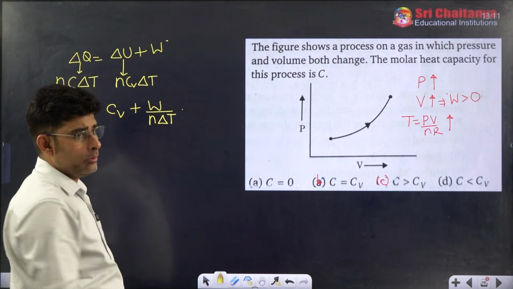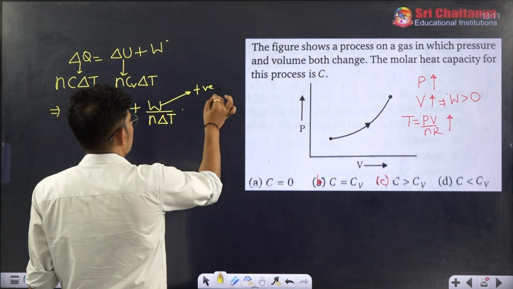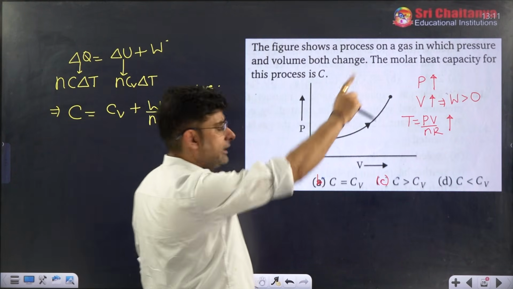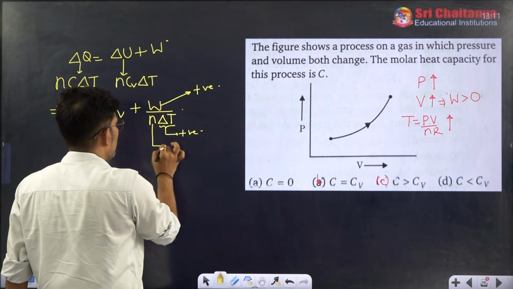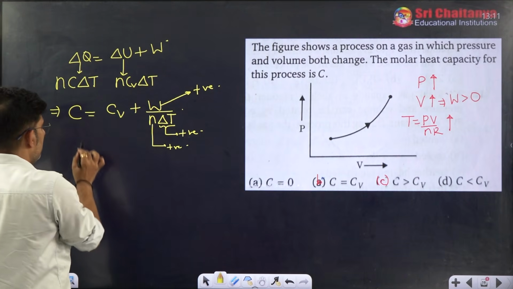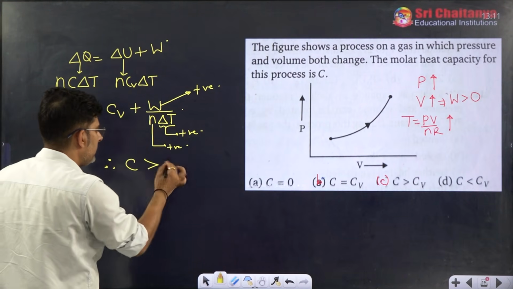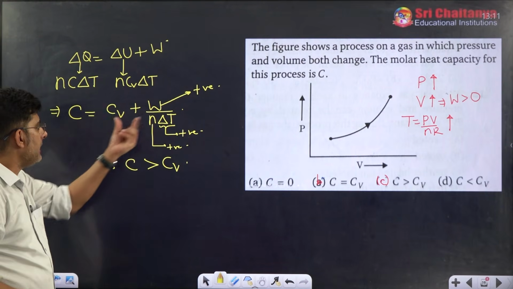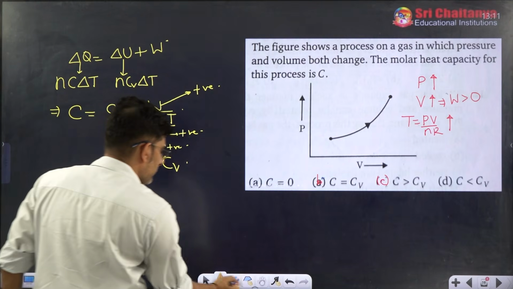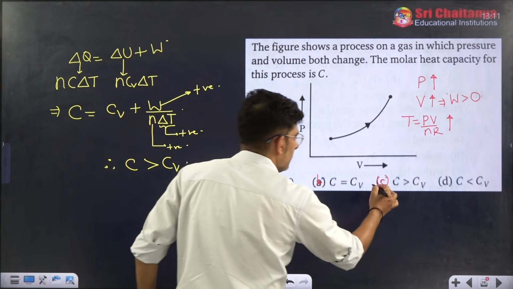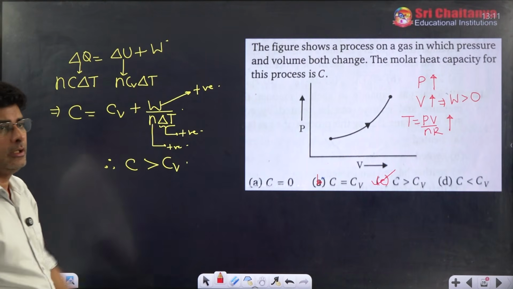Work done, is it 0? No, work done is not 0, not negative, it is positive. We already saw, you can see temperature is also increasing. If temperature is increasing, delta T is also positive and number of moles is also positive. So that means C is equal to CV plus some positive value. So that means C should definitely be greater than CV. When you are adding some positive number to CV, then you are getting C. That means C is greater than CV. So which one will be the correct option for this? We will say C is greater than CV. I hope this is clear. Very important type of question, theoretical.